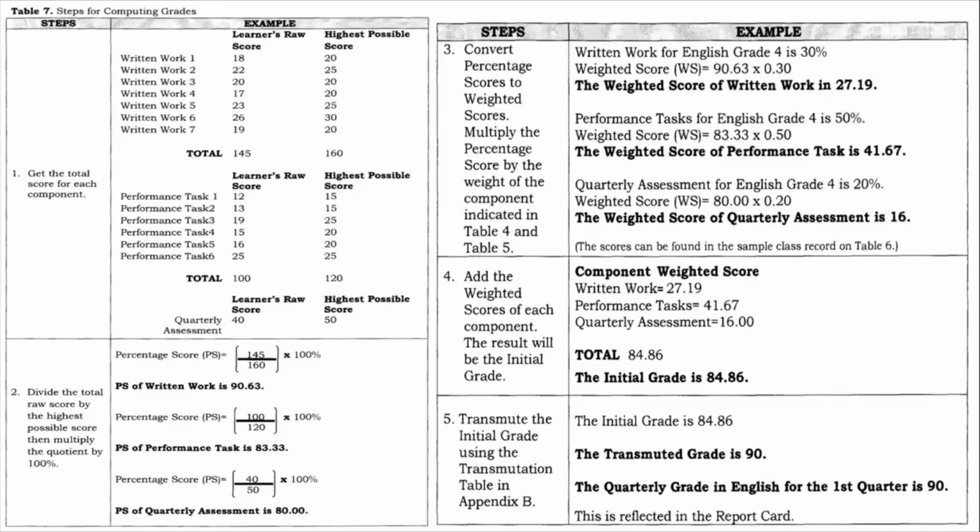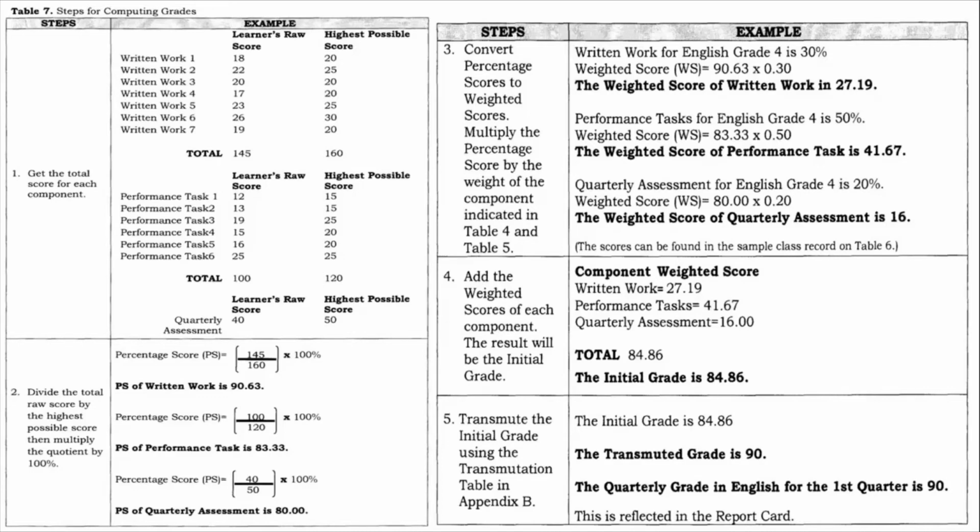Here's how to compute the grade. So the first step is to get the total score of each component. Like for written work number 1, 18. For written work number 2, 22. So add up everything. So that's 145. And the highest score is 160.